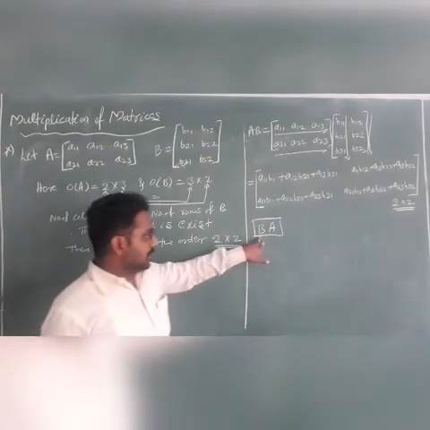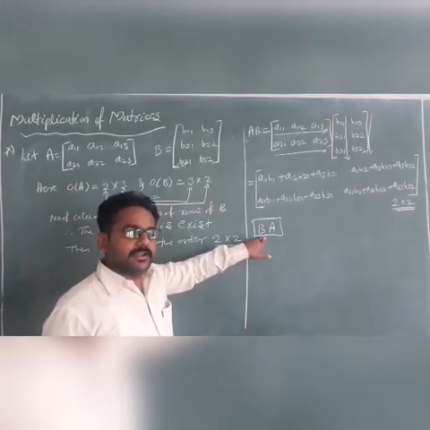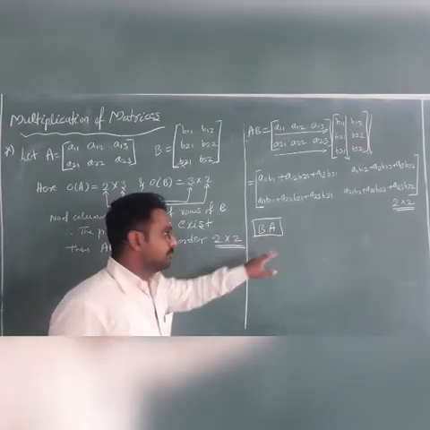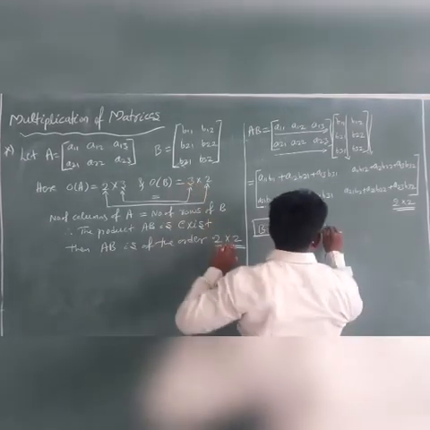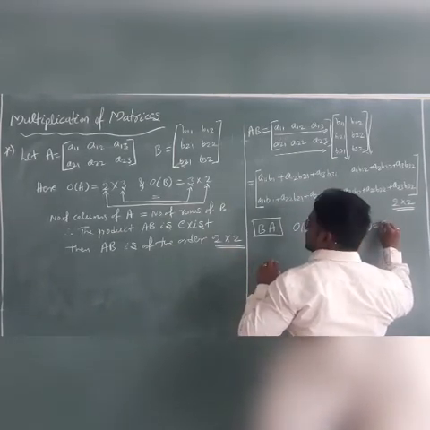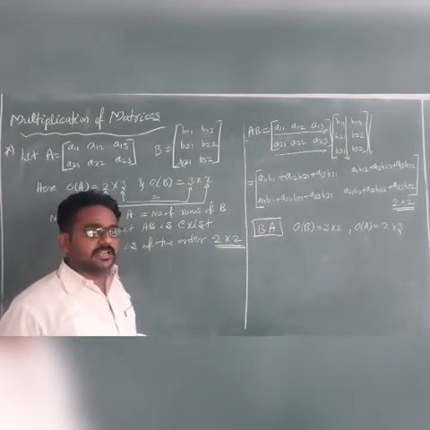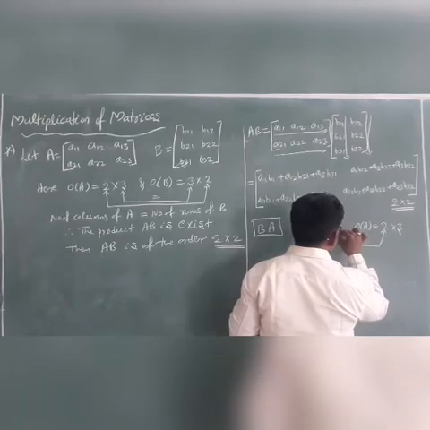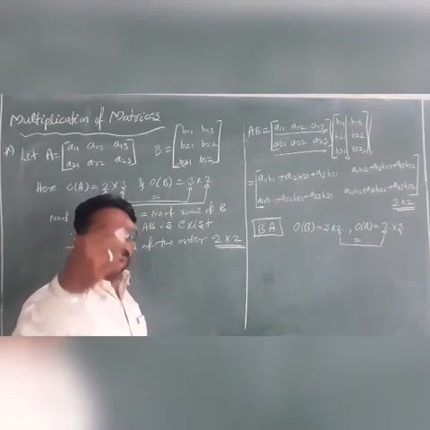What is that? The number of columns of the matrix B should be equal to the number of rows of the matrix A. So what is the order of the matrix B here? That is 3 by 2. And what is the order of the matrix A? That is 2 by 3. So just observe the thing, students. The number of columns of the matrix B is equal to the number of rows of the matrix A. Yes, the condition is satisfied.